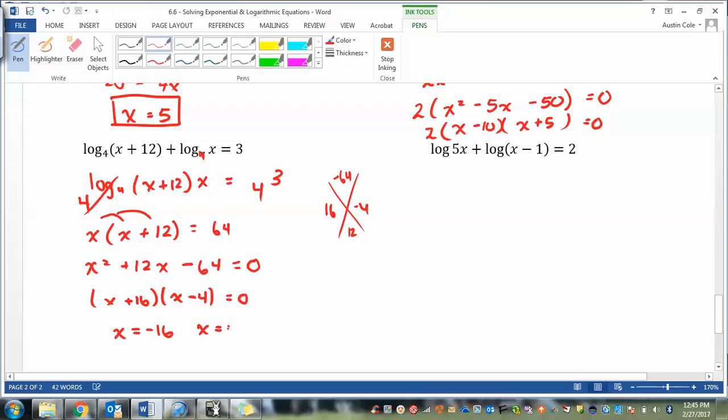And then when I set both of these equal to 0, I'm going to get x equals negative 16 and x equals positive 4. So if I were to plug those back in, negative 16 plus 12, that'll give me a negative. I don't like it. Negative 16 is extraneous. If I check 4, that's okay. That'll give me 16, and that's going to give me 4. I like that. That's fine. Questions there?